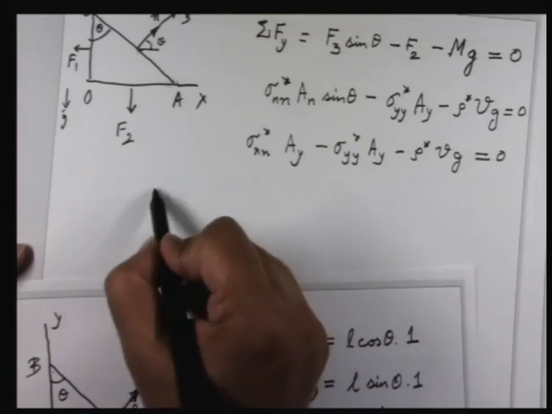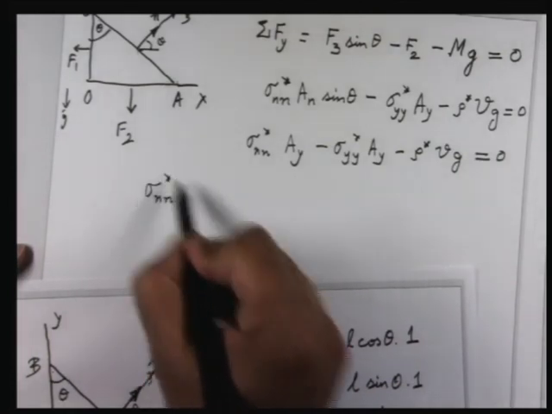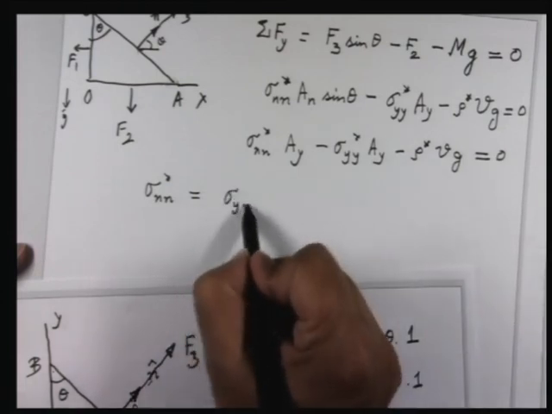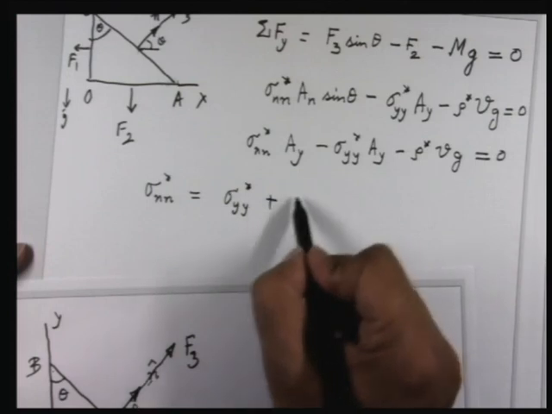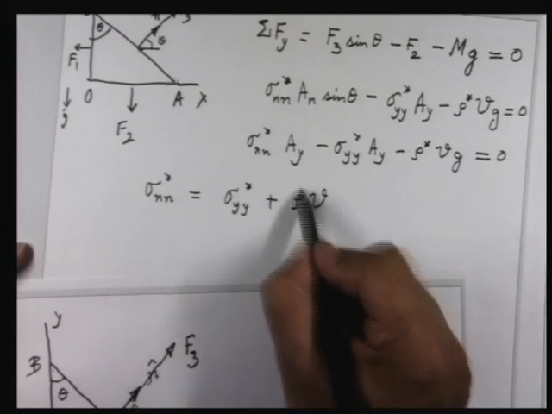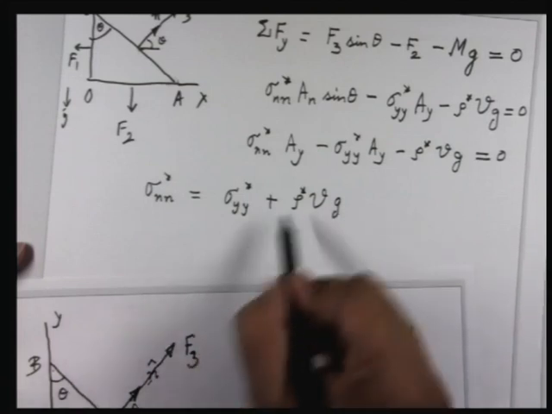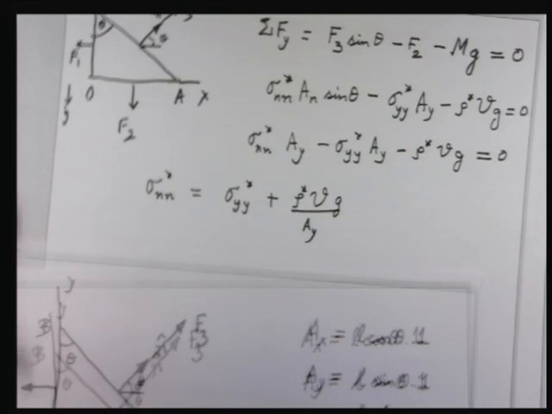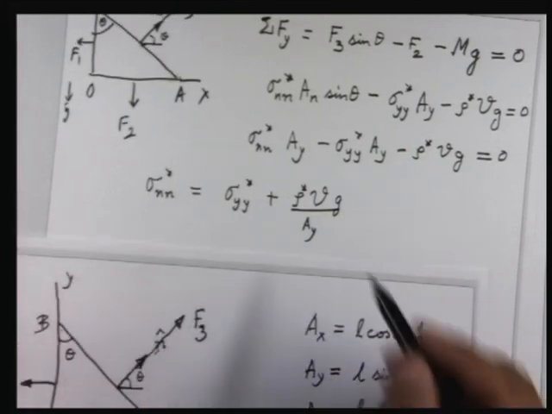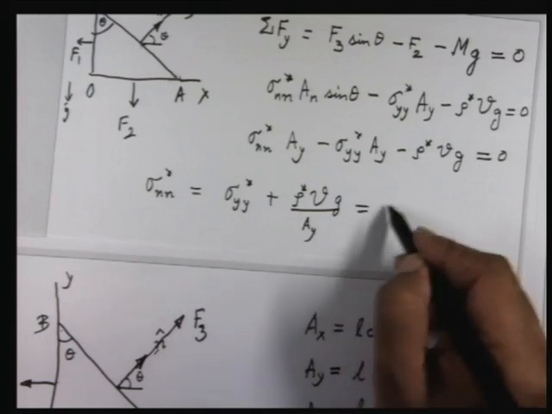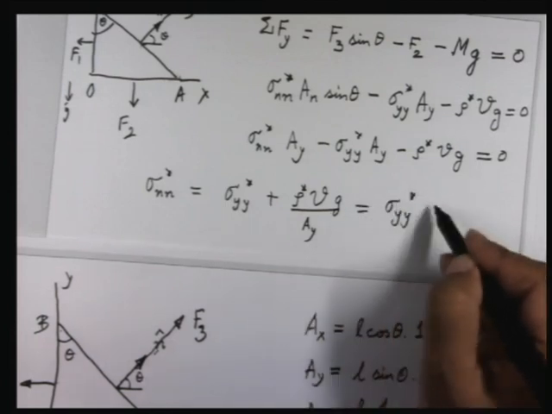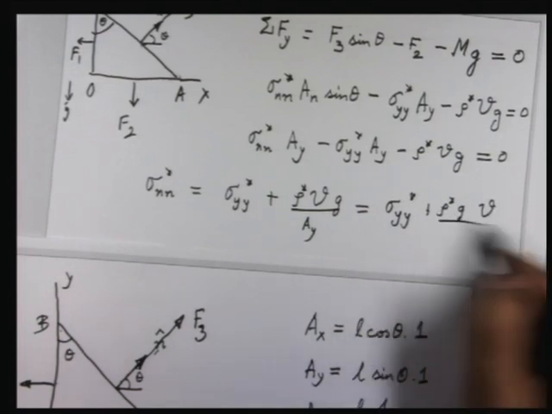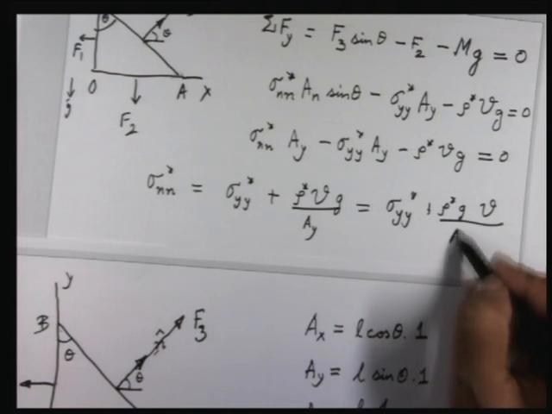So from here we get another relation for sigma NN star. If I bring these two terms to the other side, we are going to get sigma YY star plus rho star into V into G divided by AY. Now AY I can write as AN sin theta. So I can write it as sigma YY star plus rho star, let me write the G first, into V by AN sin theta.